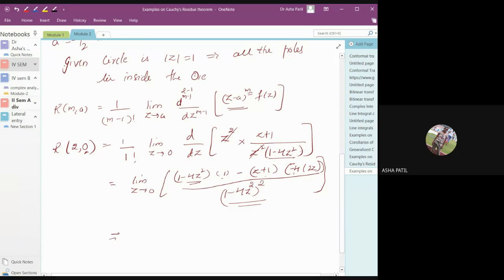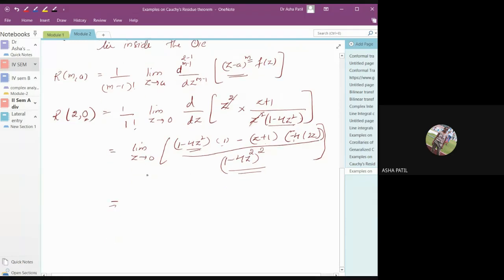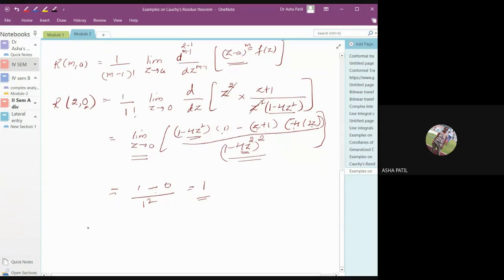Put z equal to 0 now everywhere, because you need to find the limit as z tends to 0. It is 1 minus z is 0. So here z is 0 means the second term totally becomes 0. Divided by, again here z is 0 means you will get 1 square. So you will get the residue value as 1. Now go for the second one.